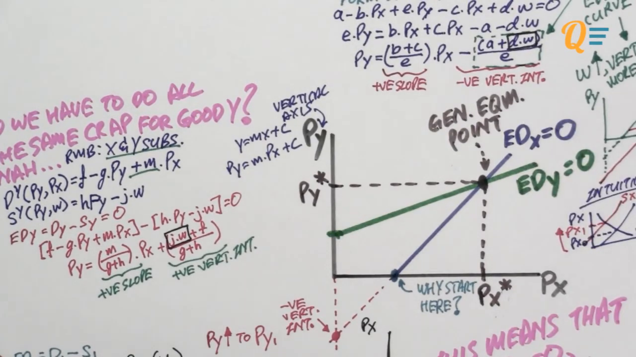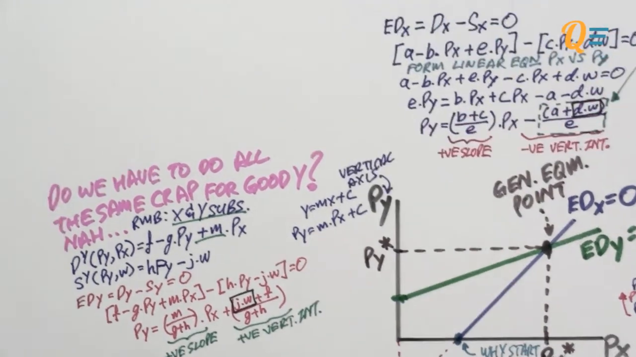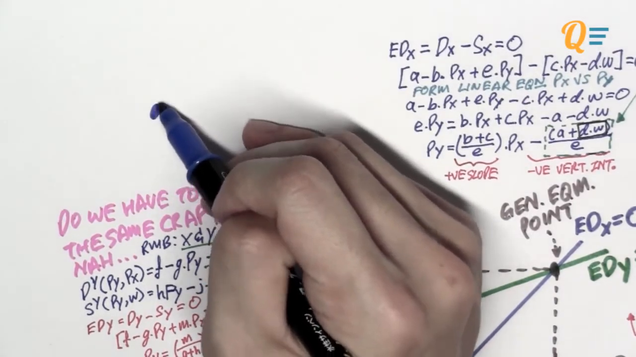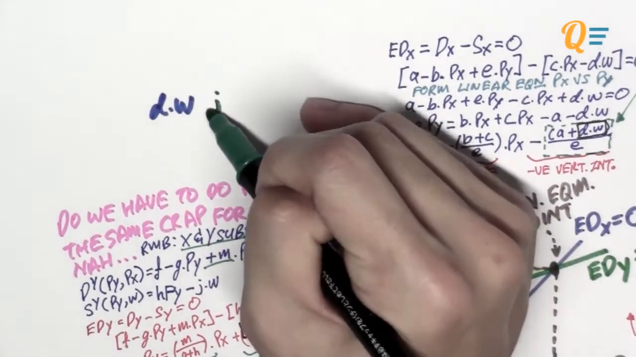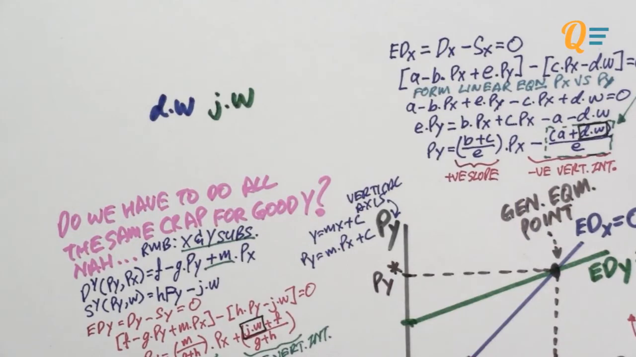Now, I would like to take note of JW and DW. Let's take JW and DW to a fresher space in the paper so that we can go through this. So we've got DW here and we've got JW here. Now, what is D and what is J?